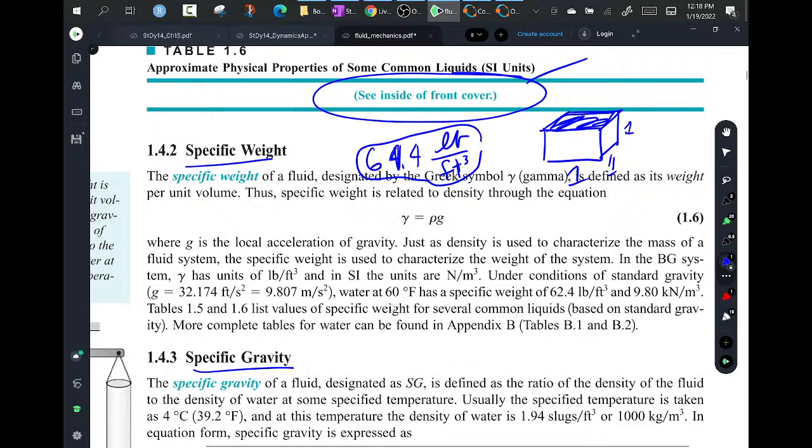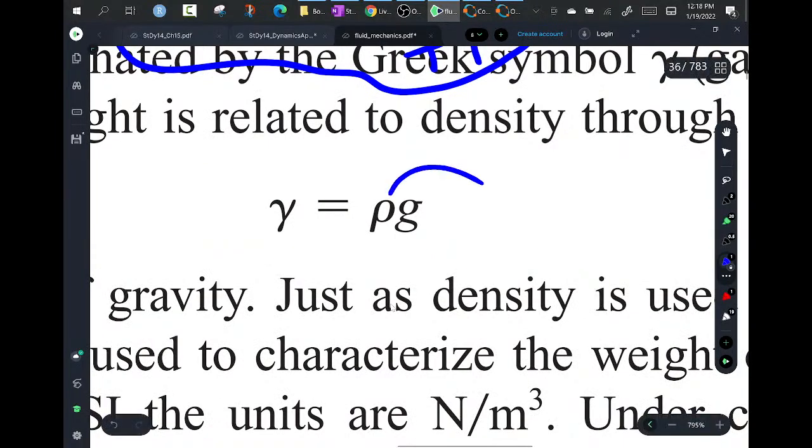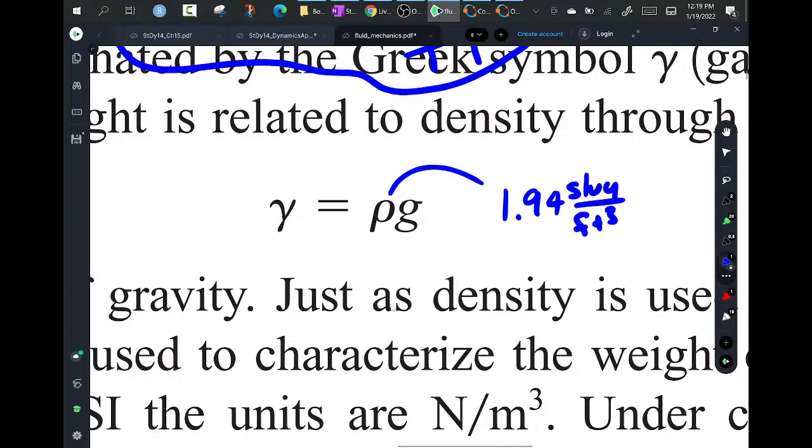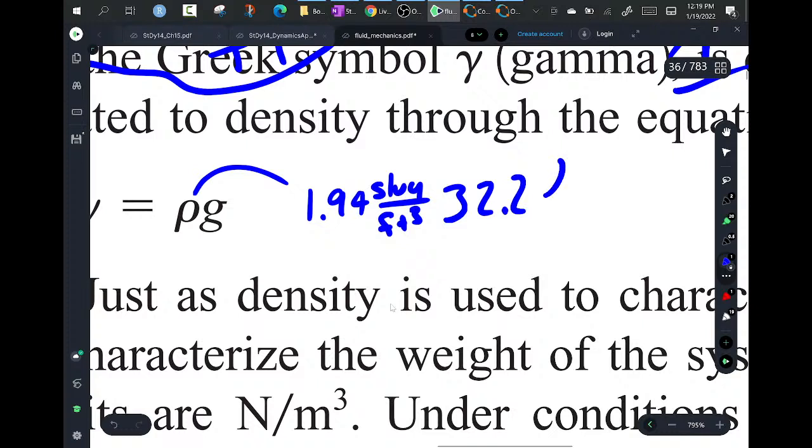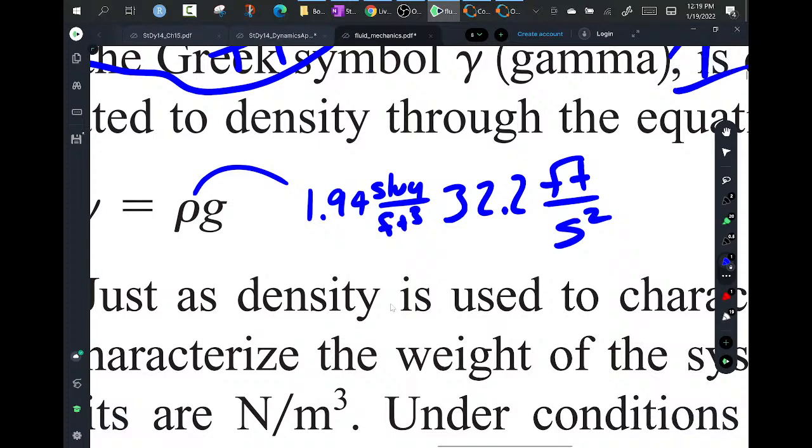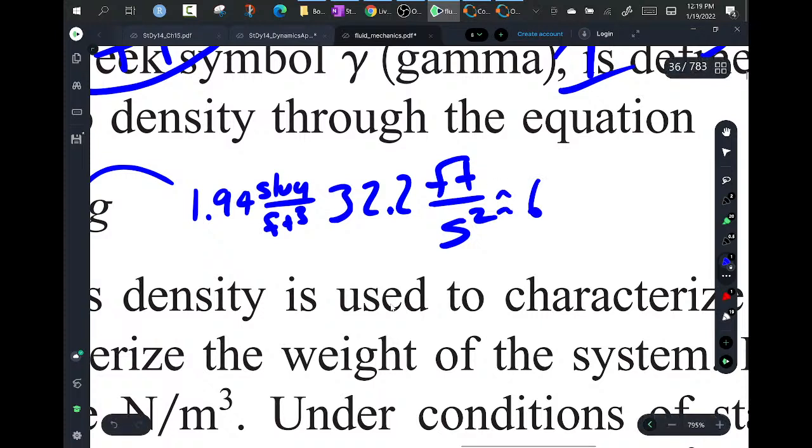But how does it end up that way? Well, if you've got 1.94 slugs per cubic foot, and that's the generally accepted density of water, times 32.2 feet per second squared, then you get about 64 and change, but you get it in pounds per cubic foot. How does that work?